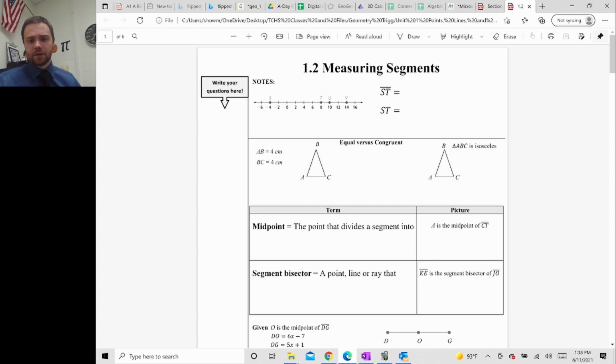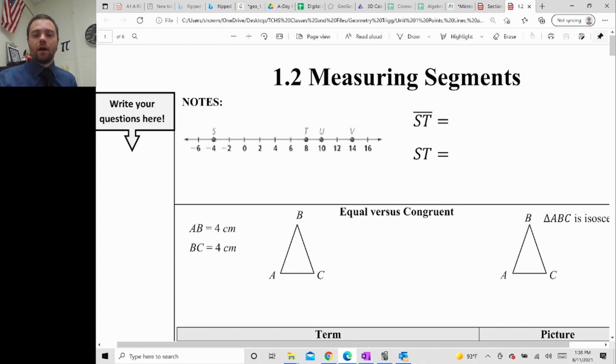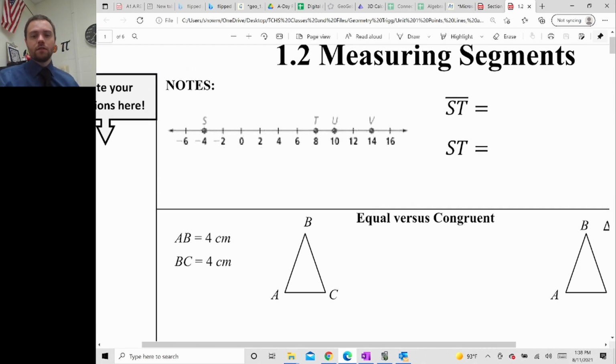Section 1.2 is measuring segments. So we're going to start out by talking about the difference between equal versus congruent. Okay, so ST, when it has a line above it like that, right, there's no double arrows, this is called a line segment. So it has two endpoints. And so this is just talking about the entire segment. So ST, and then a line above it, just means the segment connecting those two.